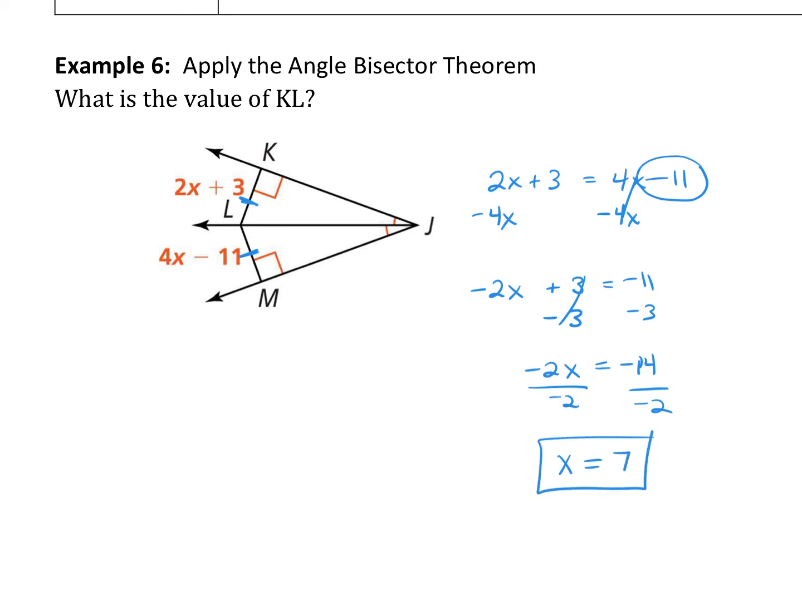So have we answered the question? Have we found the value of KL when we figured out that x was 7? And we have not, so we have a little bit of follow-up to do. In our picture, we can see that KL is equal to 2x plus 3. Now that we know that x is 7, let's plug in a 7 for that x. That gives us 14 plus 3, which means that KL is equal to 17.